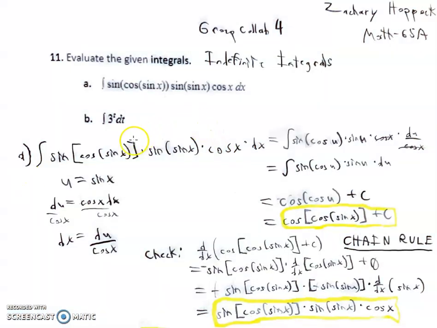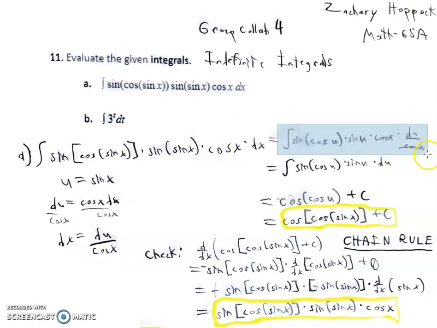What I did here is I wanted to use substitution, and what I substituted was sine x, which would replace both of these. I made u equal to sine x, and in order to get something to replace dx in substitution, I took the derivative of sine x, which is cosine, so du equals cosine x dx, and I divided both sides by cosine x, so dx equals du divided by cosine x.